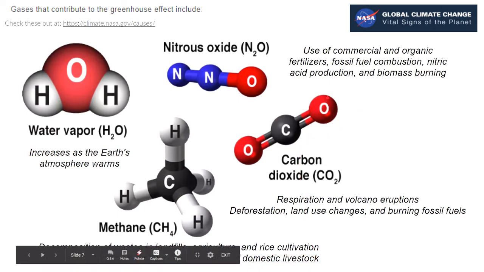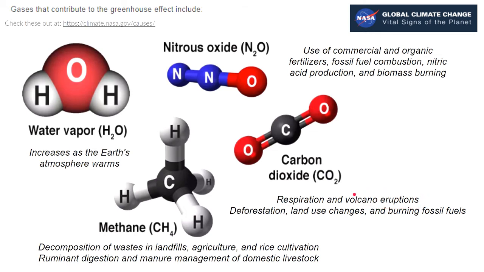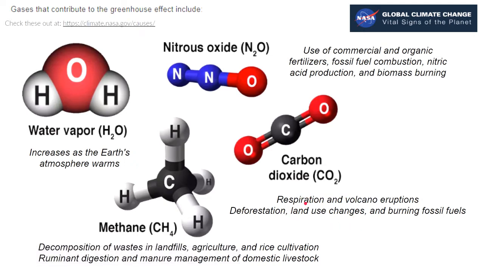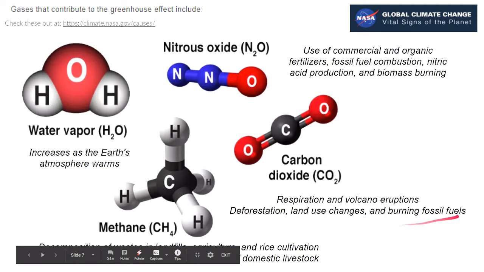And of course, carbon dioxide. This is the product of respiration of organisms and volcanic eruptions. It also comes from deforestation and land use changes, like conversion of forest into farming lands, and of course the burning of fossil fuels to generate our electricity.